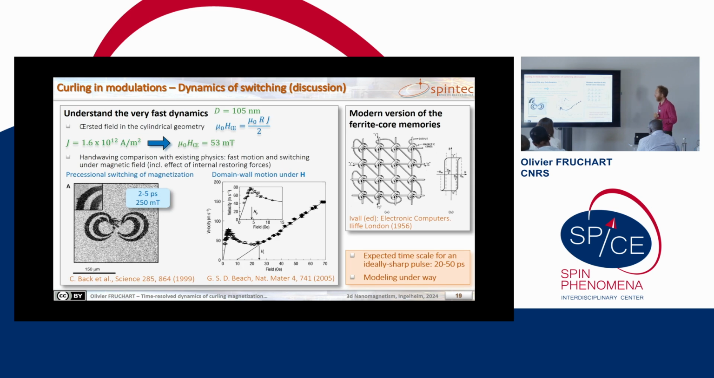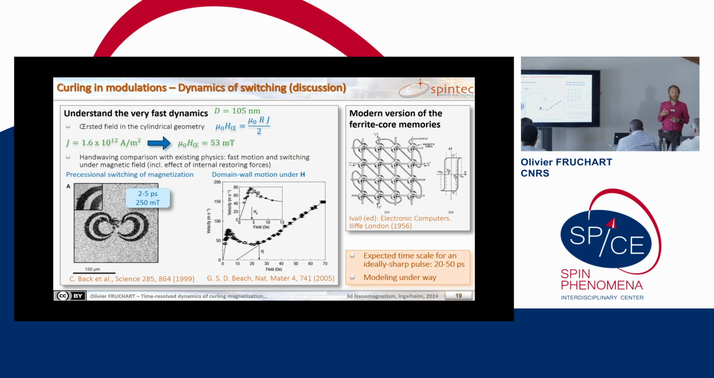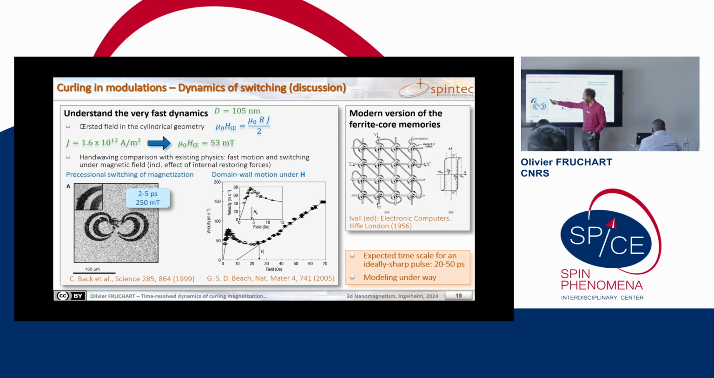And so this is my last slide. The conclusion here for the modulation is that we can probably switch much faster than 200 picoseconds if we are really able to send very short pulses. And this very short time scale is not a surprise. For instance, in this pioneering experiment, switching within a few picoseconds was obtained on thin film by having magnetic field up to 250 millitesla in precessional switching.